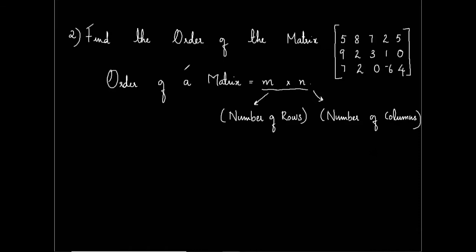So in this matrix, how many rows are here? 1, 2, 3. 3 rows are here. So M is 3. And how many columns are here? 1, 2, 3, 4, and 5 columns. So the number of columns, N, is 5. So the order of the matrix is 3 by 5. See, I told you this multiplication symbol is just a representation here. So no need to multiply this 3 by 5. 3 by 5 is the final answer.